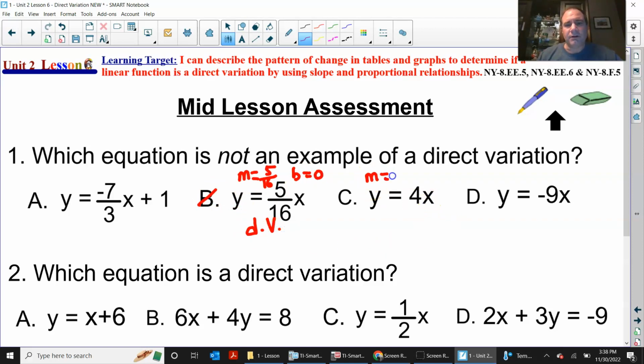The m is 4. The y-intercept is 0. This is a direct variation. We're going to put DV. Cancel. They're looking for the one that's not a direct variation.